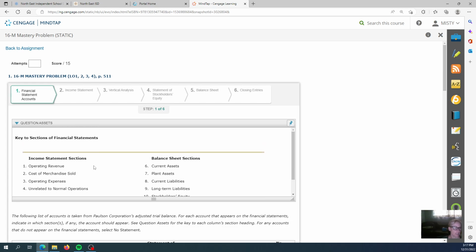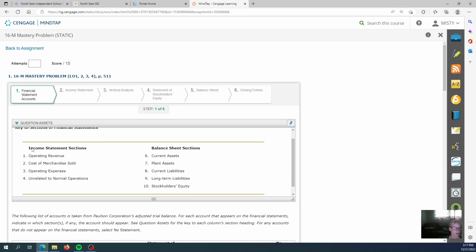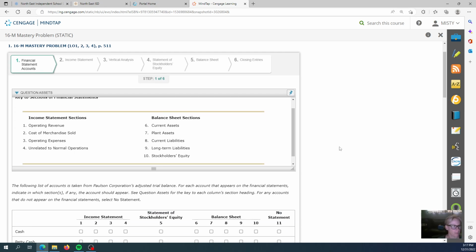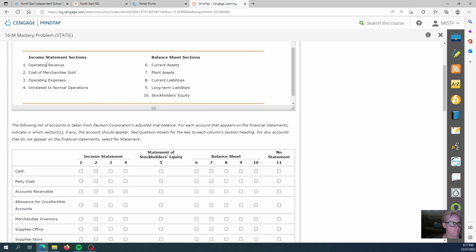Okay, first part, key sections of financial statements. So we have our income statement sections and our balance sheet sections. We are dividing things up, right? We have our operating revenue, we have cost of merchandise sold. This is a merchandise business. We have operating expenses and unrelated to normal operations. Balance sheet, we have current assets, plant assets, current liabilities, long-term liabilities, and stockholders' equity.